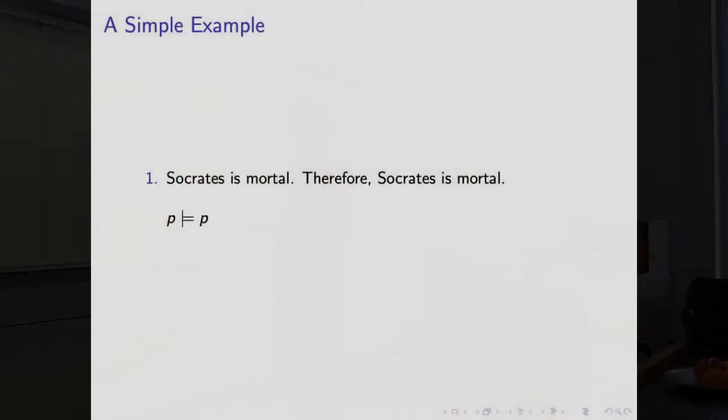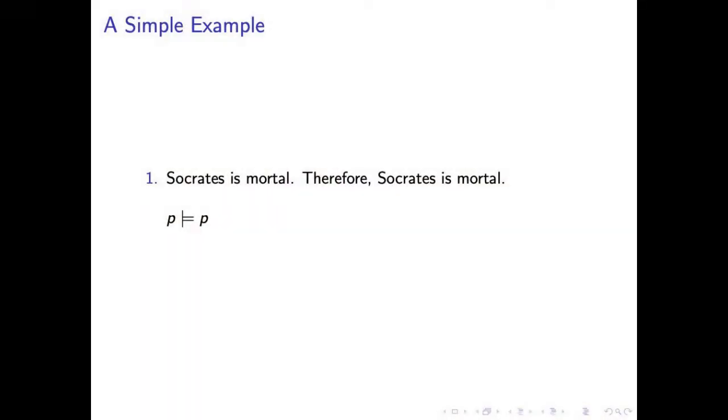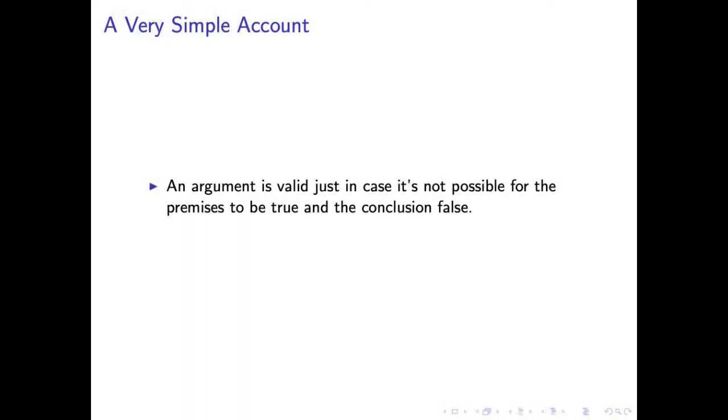Okay, so let's start simply. Here is a simple example. If you have something like, Socrates is mortal, therefore Socrates is mortal, it seems like an instance of an argument P, therefore P. And then you might wonder, how can we characterize when an argument is valid when stated in natural language discourse? You might have a very simple account of that, something roughly of the following form. You say that an argument is valid just in case it's not possible for the premises to be true and the conclusion false. That's a very simplistic idea.